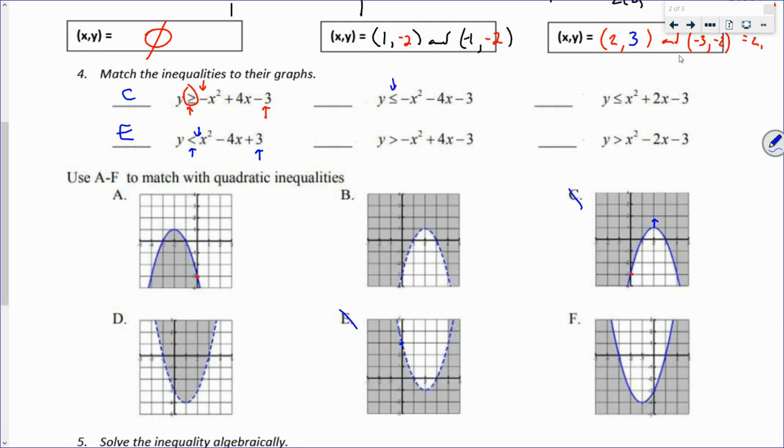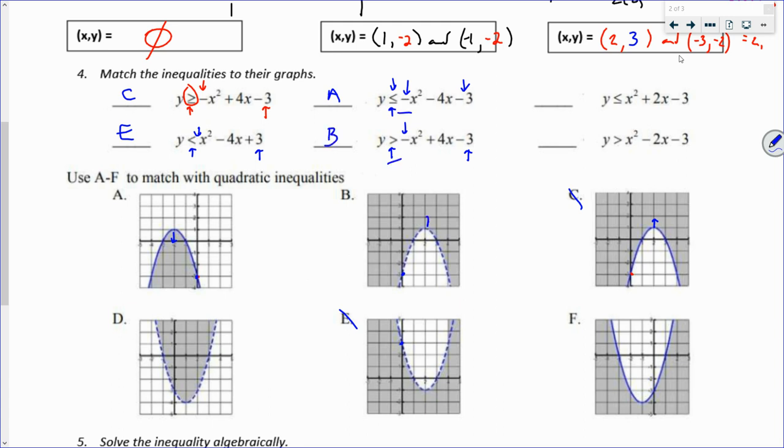I see solid line, opening down, negative 3. For good measure, that's less than the vertex. I see dotted line, opening down, intercept at negative 3. Dotted line, negative 3. And that's the only one that's even opening down or meets these two.